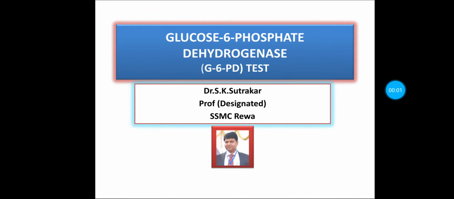Good morning, friends. Today we are going to discuss the glucose 6 phosphate dehydrogenase, or G6PD, test. It is one of the important investigations to be done in the hematology lab, and it is not routinely performed, but it is a special type of hematological investigation.